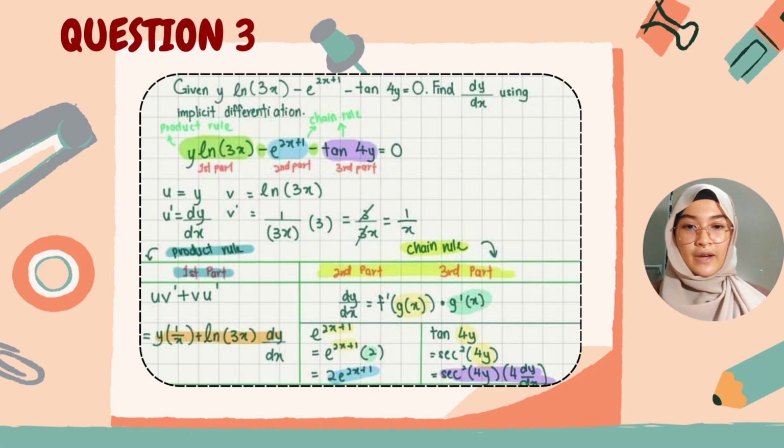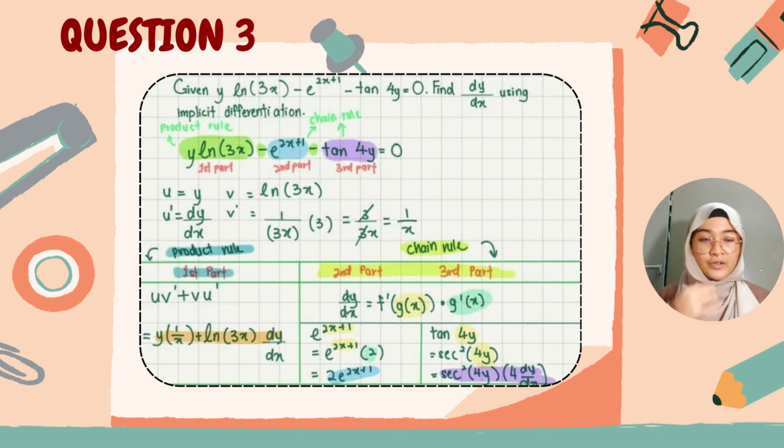And then I simplify it into 1 over x. So after we got everything, we are going to apply it into the formula. So it's going to be y multiplied by 1 over x, because it's uv' plus vu', which is ln 3x multiplied by dy/dx. So that's for the first part.